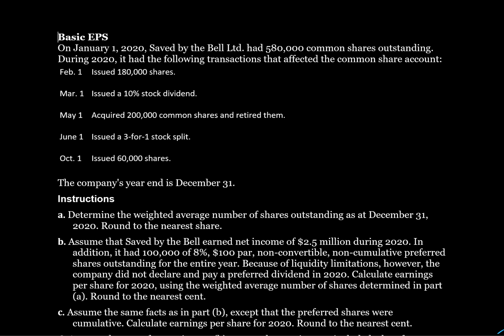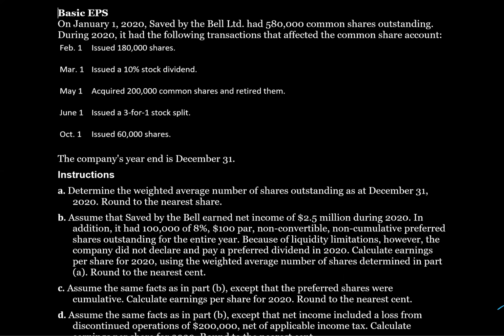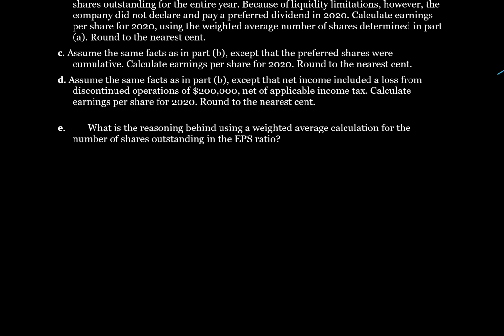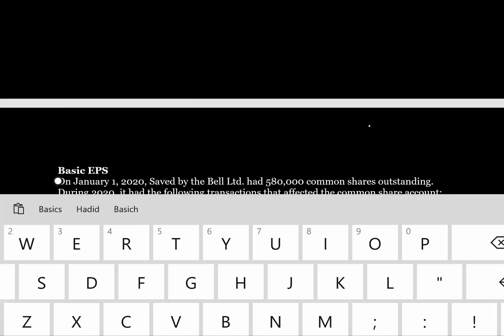The first thing that we're asked to do is determine the weighted average number of shares outstanding as at December 31st, 2020. Okay, so let's work on that first of all. So let's set up our table. I find it helpful to set up this table and have consistent headings every time I'm calculating the weighted average number of shares. So the headings that we're going to include are as follows.